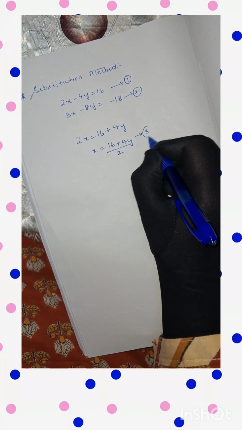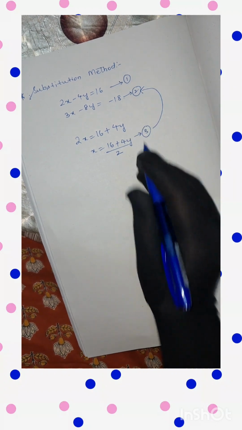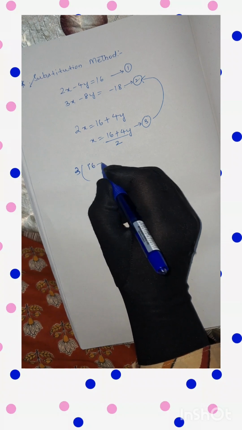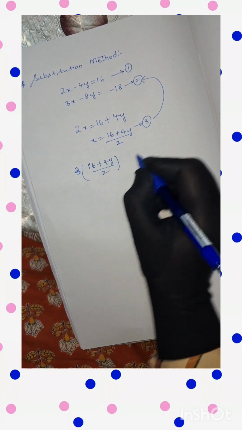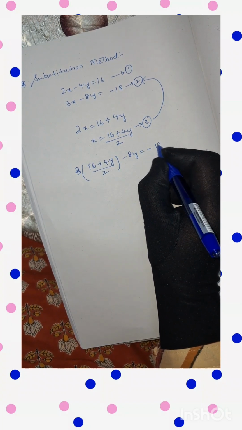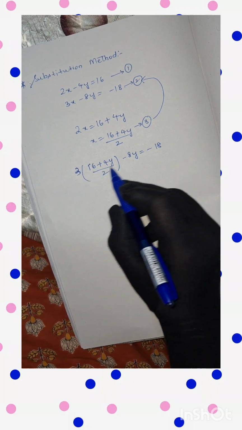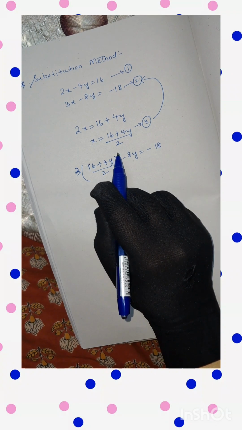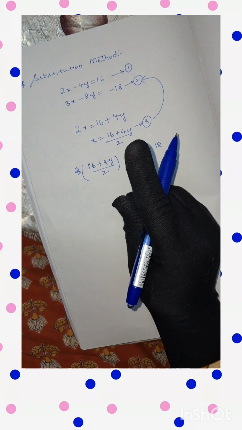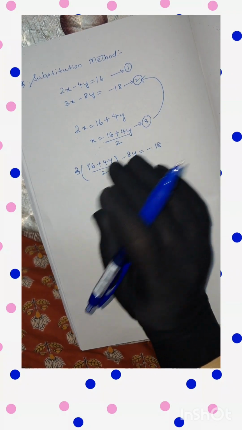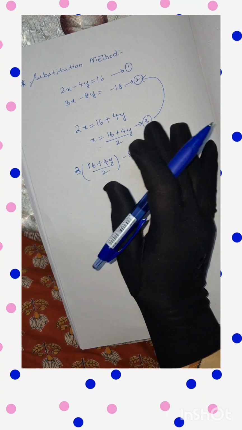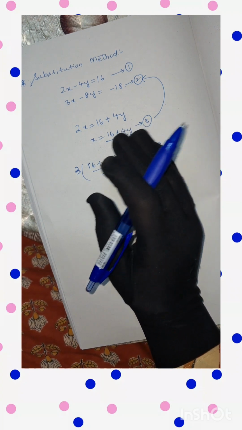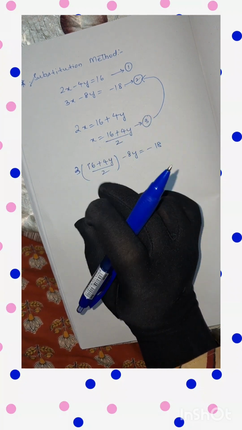Now this x I am going to substitute in equation number 2. So 3 into (16 plus 4y) divided by 2 minus 8y is equal to minus 18. Now you can see this equation is in the form of y and numbers, so by this you can get the value of y. This is the substitution method. The first is the graphical method: first draw the graph for both lines. If they intersect, there is a unique solution. If they are parallel to each other, no solution. So this is the graphical and the substitution method.